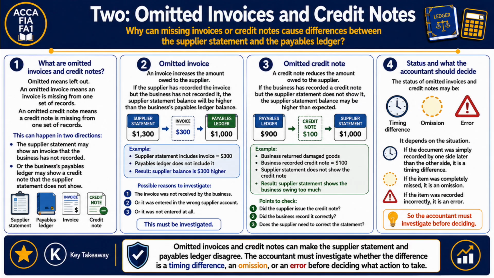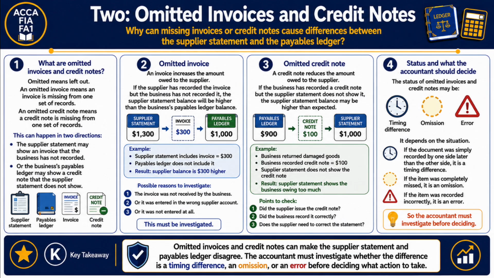Omitted credit note. A credit note reduces the amount owed to the supplier. If the business has recorded a credit note, but the supplier statement does not show it, the supplier statement balance may be higher than expected. For example, the business returned damaged goods. The business recorded a credit note of $100, but the supplier statement does not show that credit note. Now, the supplier statement shows the business owing too much. The accountant must check whether the supplier issued the credit note, whether the business recorded it correctly, and whether the supplier needs to correct the statement.